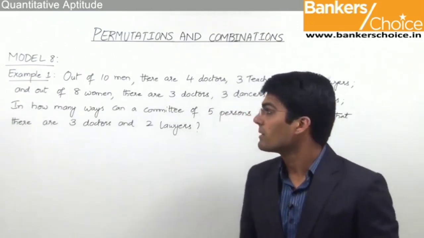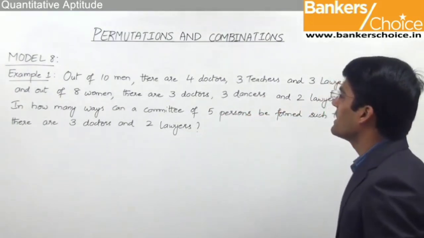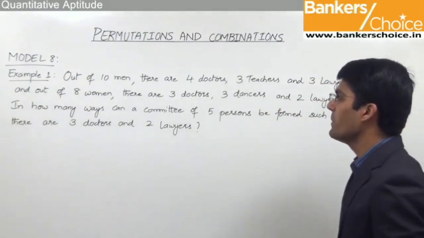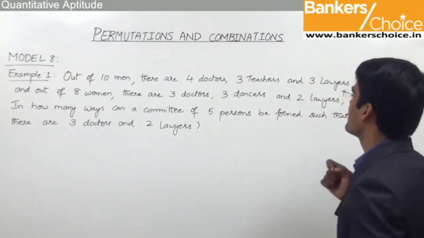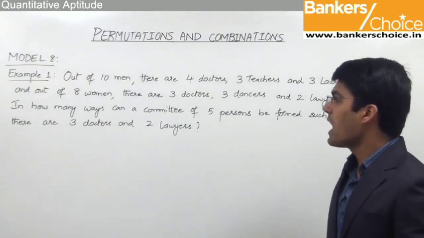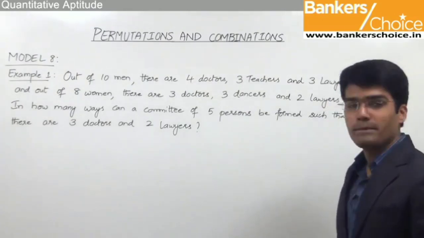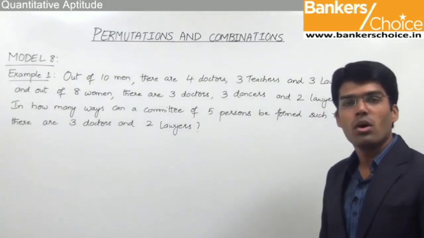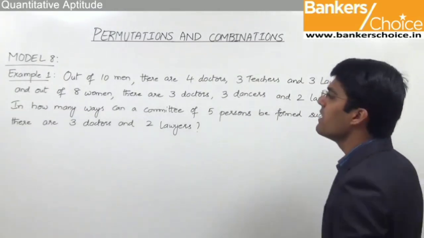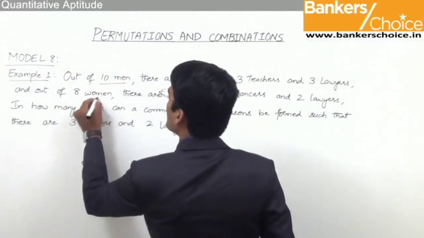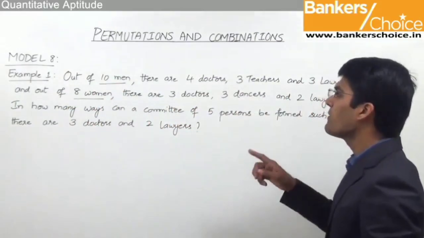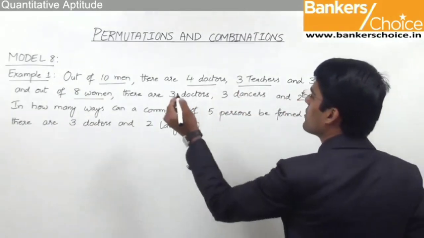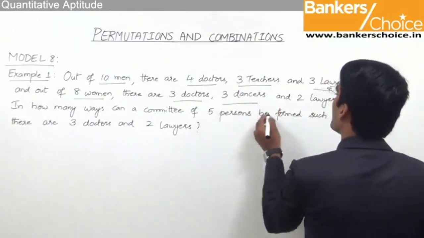Let's look at the first example. Out of 10 men there are 4 doctors, 3 teachers and 3 lawyers. And out of 8 women there are 3 doctors, 3 dancers and 2 lawyers. In how many ways can a committee of 5 persons be formed such that there are 3 doctors and 2 lawyers? Now here we have 2 groups, a group of 10 men and another group of 8 women. Out of 10 men there are 4 doctors, 3 teachers and 3 lawyers, and out of 8 women there are 3 doctors, 3 dancers and 2 lawyers.